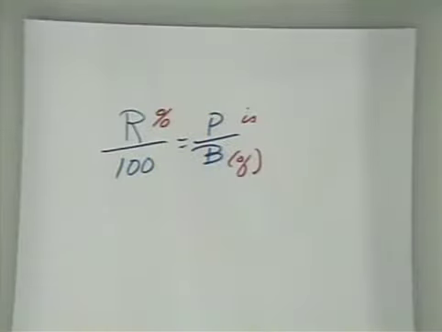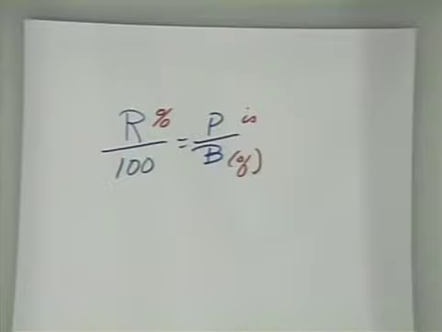Okay? The proportion that we're going to use looks like this. The R over 100 equals the P over the B. That says the rate over 100 is equal to the part over the base. When we solve a proportion, we cross multiply.